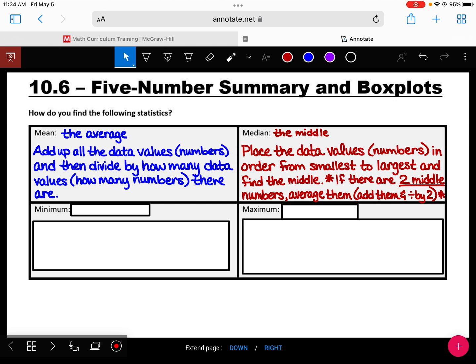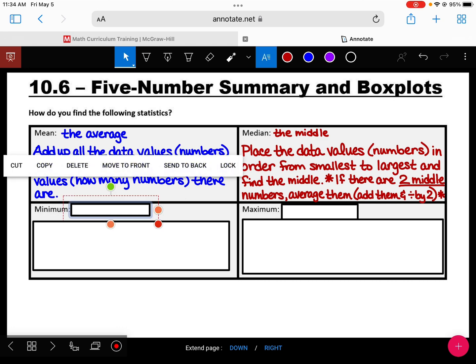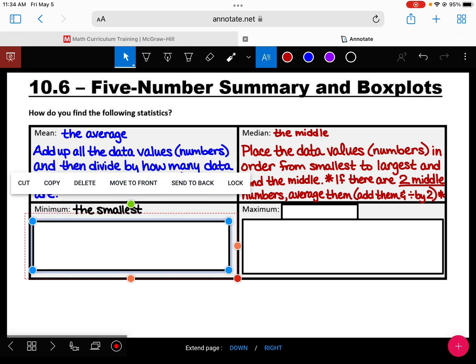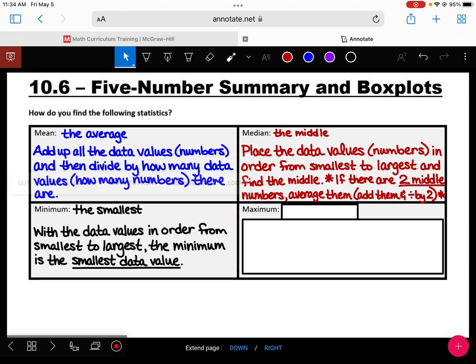What do you think minimum means? The smallest one. Smallest number. Minimum is the smallest. So with them still in order from finding the median, the minimum is the smallest data value. So I need them in order from smallest to biggest. And then the minimum is the smallest.